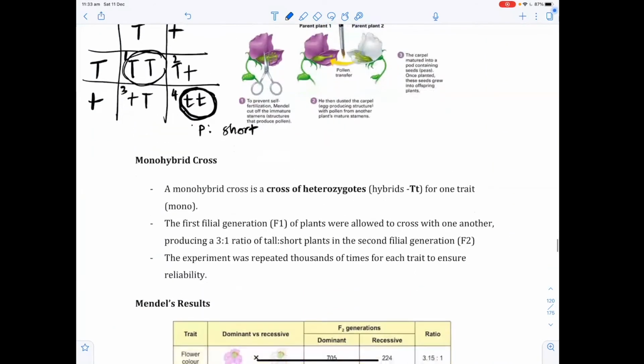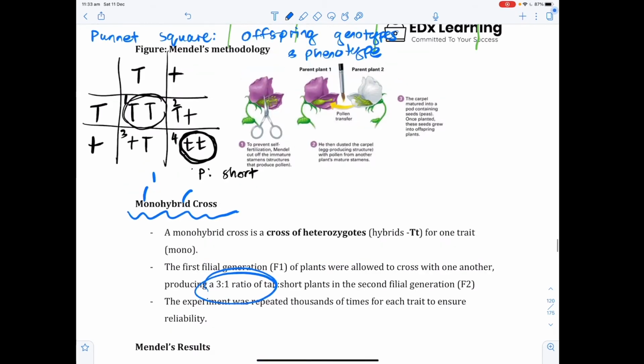But you must know this ratio. This 3-to-1 ratio. Now, this is what we call a monohybrid cross. Does anyone know what a monohybrid cross is? What does mono mean? What does hybrid mean? Mix. What are these organisms, or these plants? Aren't they a mix of two alleles? Monohybrid cross. And it's a cross because it's a Punnett square. Cross is a Punnett square. So that's what a monohybrid cross is. It's a cross of two heterozygotes. Does that make sense? Good.